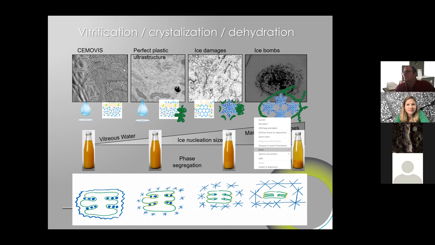Laser pointer. Yes. So basically, we have here an illustration of what could be done with vitrification by high pressure freezing and vitreous sectioning. This work was done by me a few years ago, at the beginning of my PhD. The way we understand vitreous water is that the water is immobilized in a structure similar to when it's liquid. So basically, it's not crystallizing.